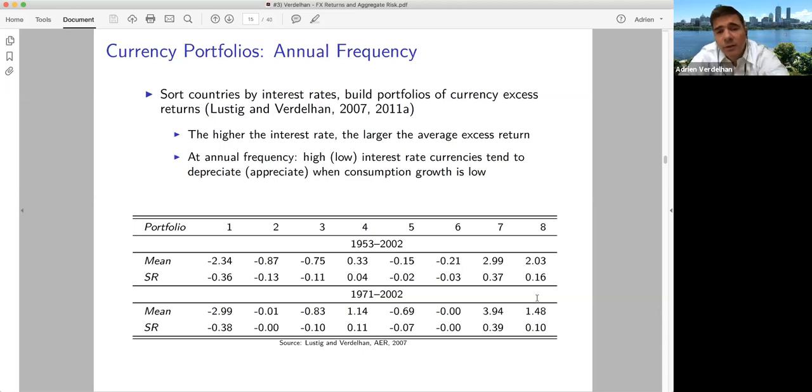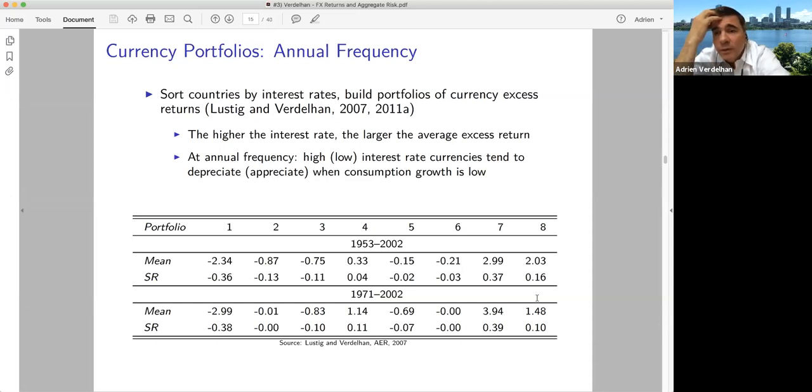And what I'm showing you here in 2 panels are the average excess return annualized over those 2 samples, and then the Sharpe ratios. And what you can see is that there's a clear pattern. The first portfolio has the low interest rate countries, the last portfolio has the high interest rate countries, and the currency excess returns on average tend to increase from low to high. And so that was the first result.